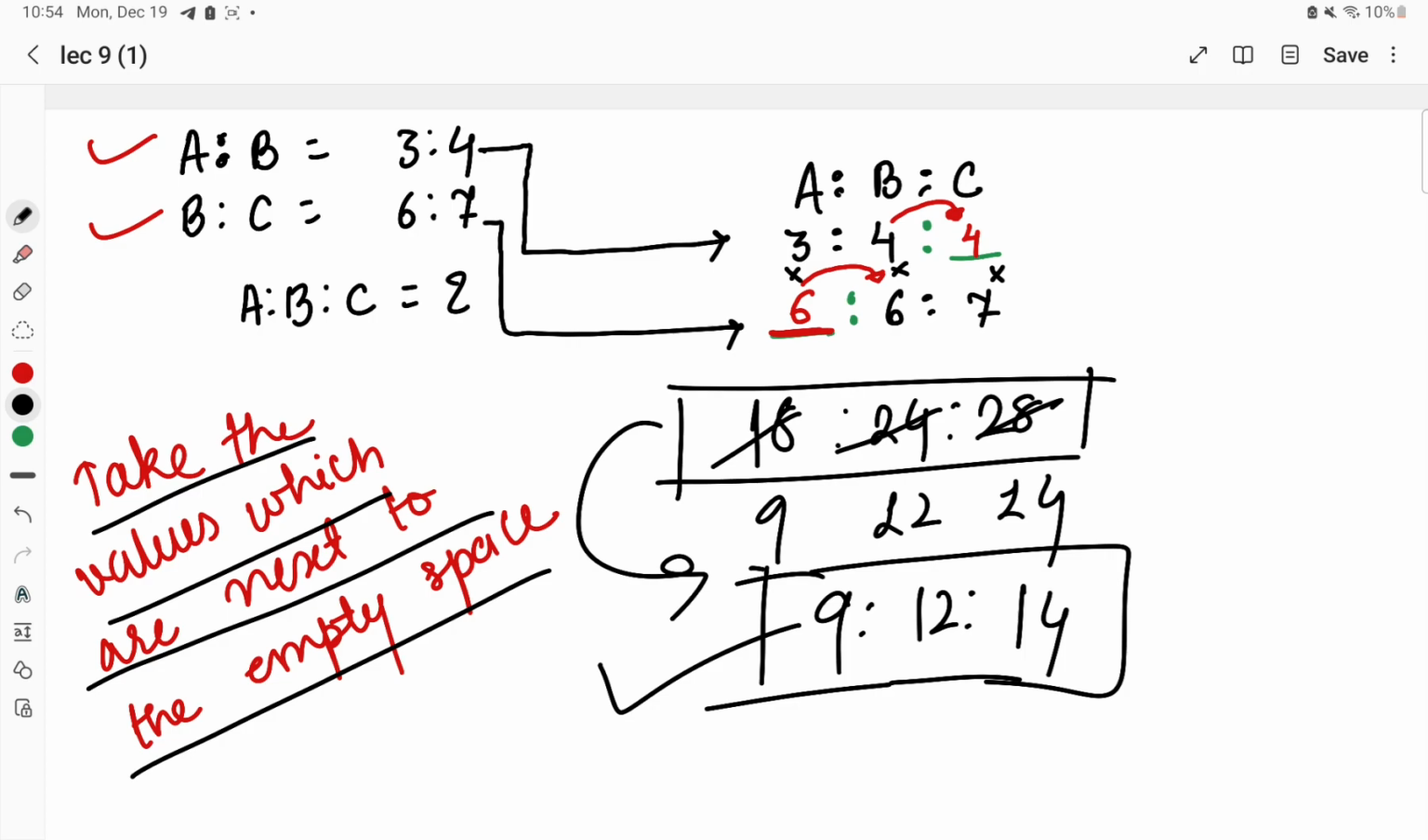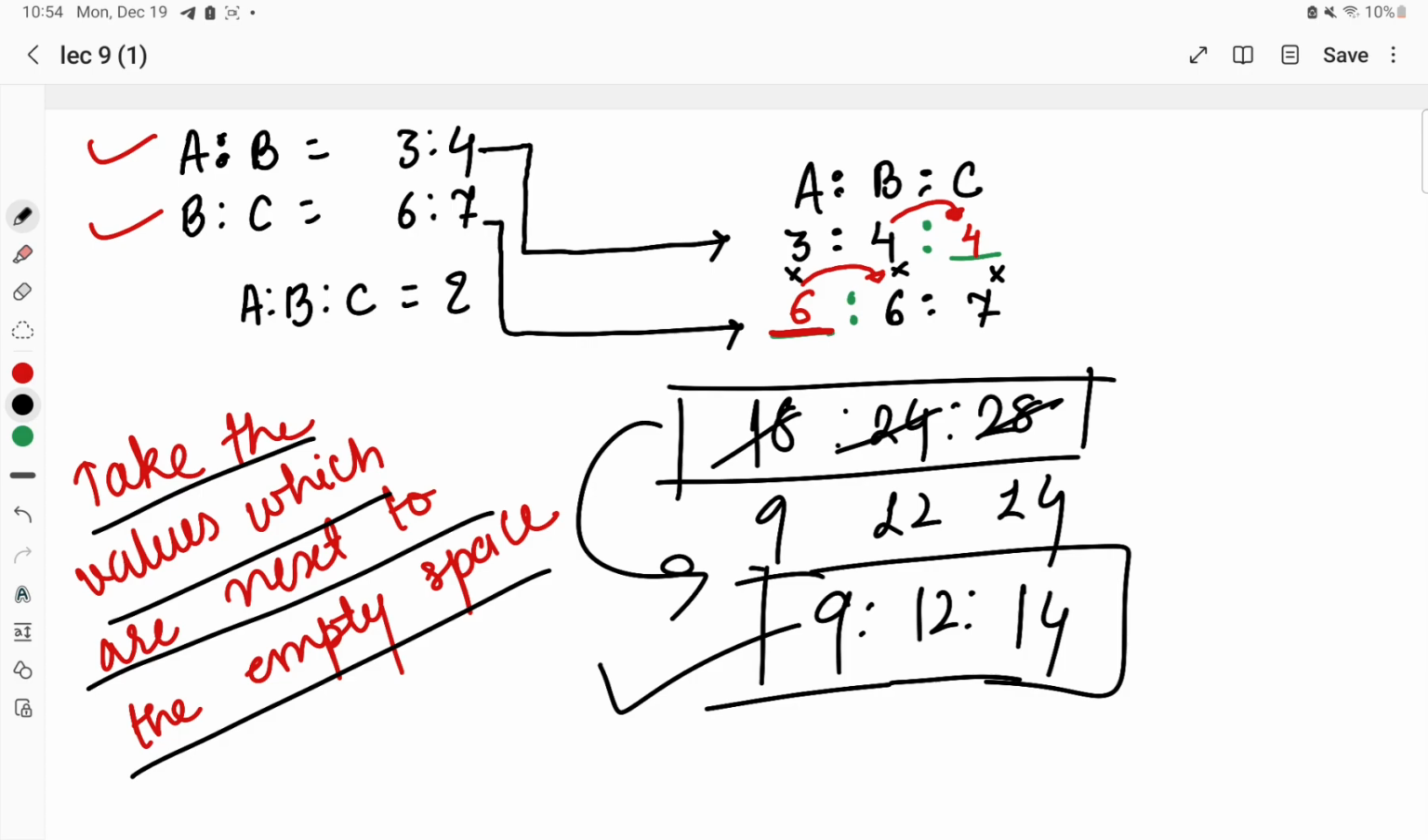Next, I tried to reduce it with the same number. 2 9s are 18, 2 12s are 24, 2 14s are 28. It means 9 is to 12 is to 14 is the value that we have got. It cannot be reduced further. So the answer will be 9 is to 12 is to 14, the final ratio that we need over here.